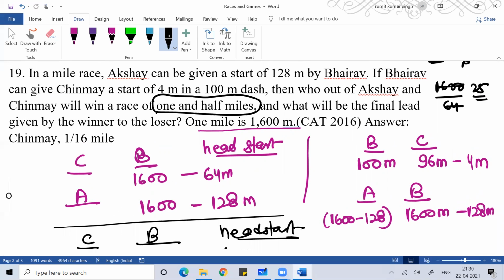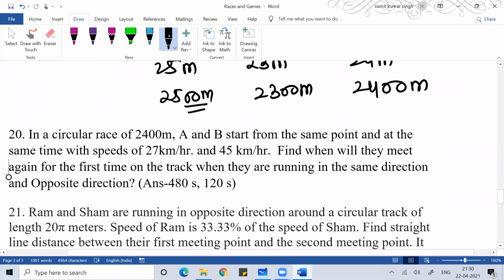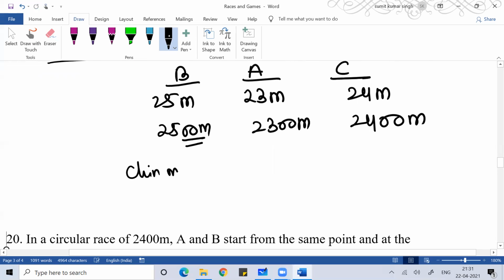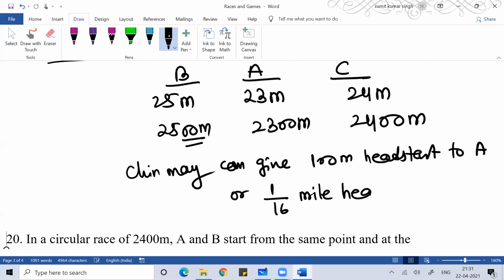So what will be the final lead given by winner to loser? Chinmay can give 100 meter lead to Akshay. So final lead: Chinmay can give 100 meter head start to Akshay, or 1 by 16 mile head start to Akshay in 1.5 mile race.